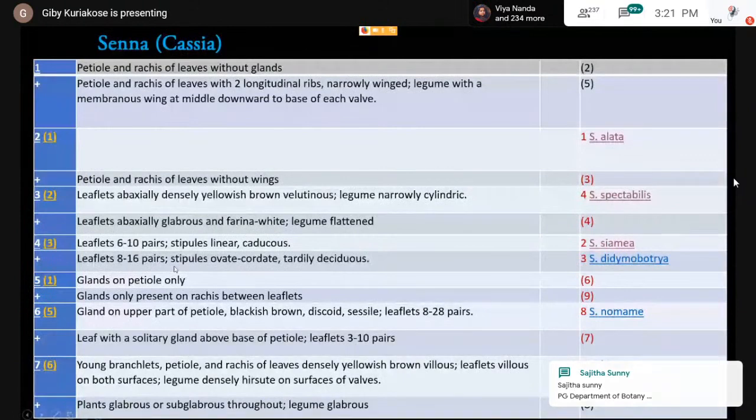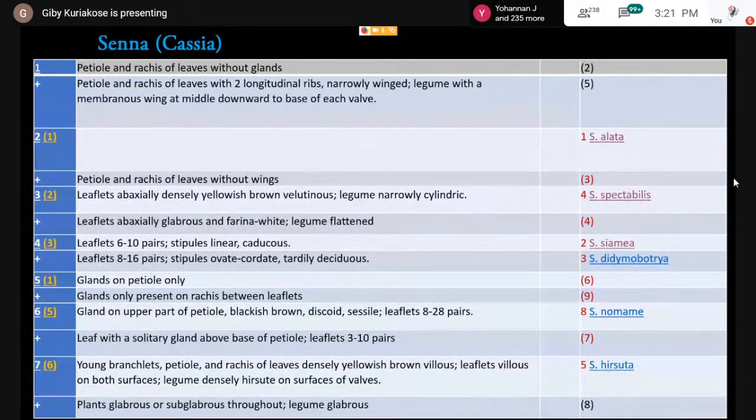But what you have to do is collect as many leaves as possible, and see what is the typical number of leaflets, an average number of leaflets, in that particular species and that particular individual. Okay, then stipules ovate cordate, and this one, the stipule was linear and caducous. Then tardily deciduous. Early caducous or early deciduous.